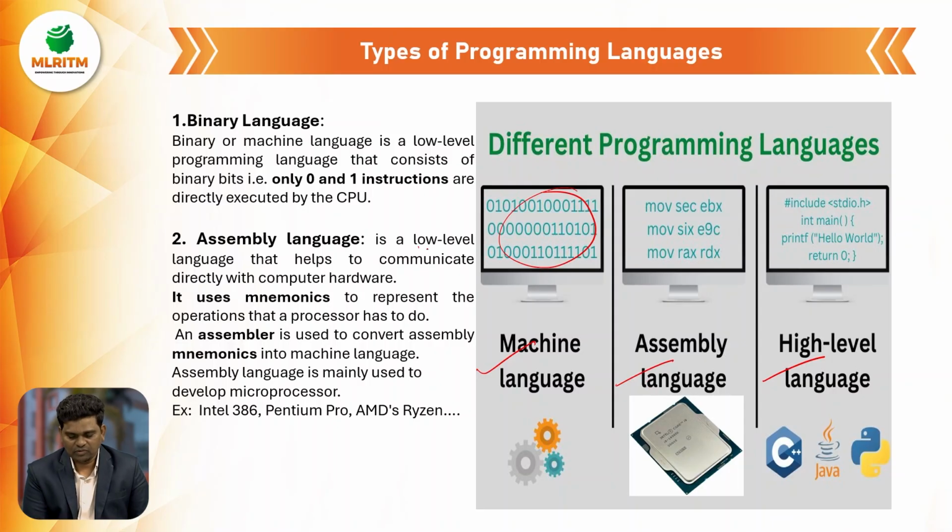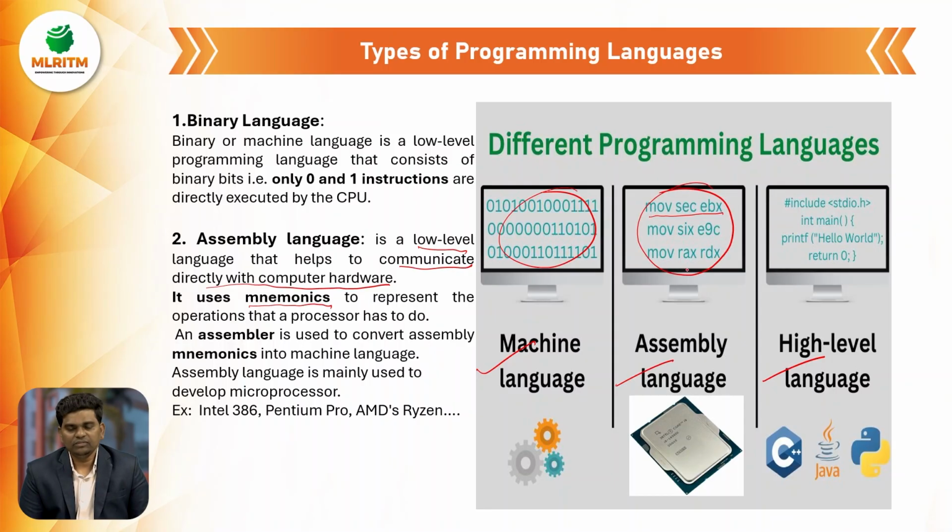It is a kind of low level language which helps to communicate directly with the computer hardware. So it is a little bit mediated, right? It uses mnemonic codes. See here we have some mnemonic codes like MOV, ACC, EBX. It is one mnemonic code. So in assembly language, all the instructions are in the form of mnemonic codes.